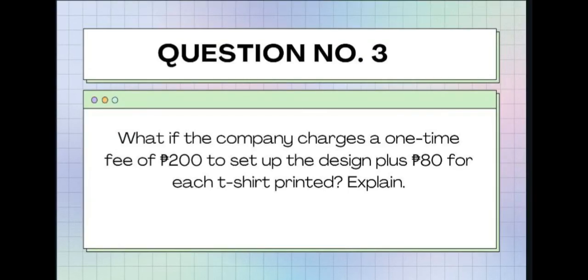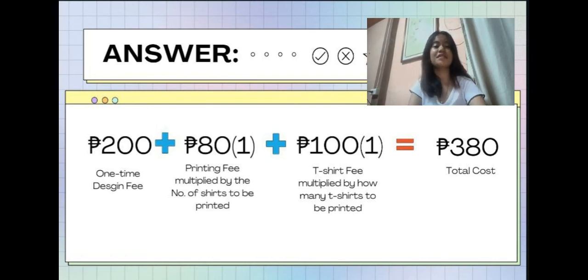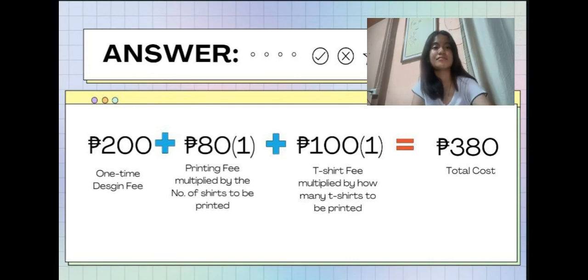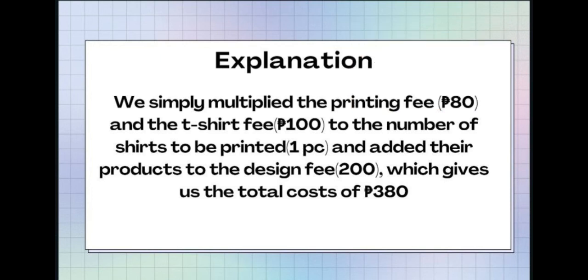Question number 3. What if the company charges a one-time fee of 200 pesos to set up the design plus 80 pesos for each t-shirt to be printed? The answer: 200 pesos one-time design fee plus 80 pesos printing fee multiplied by the number of t-shirts to be printed plus 100 pesos t-shirt fee multiplied by how many t-shirts to be printed, a total of 380 pesos. We simply multiply the printing fee 80 pesos and the t-shirt fee 100 pesos to the number of shirts to be printed, and add their products to the design fee 200 pesos, which gives us the total cost of 380 pesos.